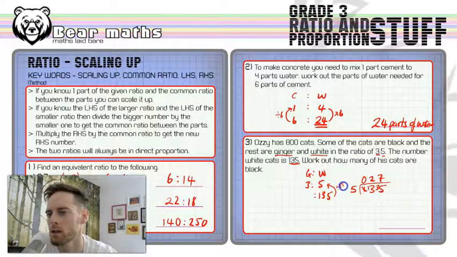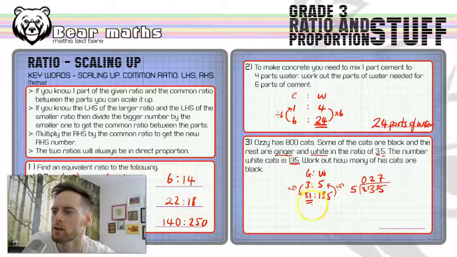We'd have to divide 135 by 27 to get 5. So we're going to multiply 3 by 27 to get 81. There are 81 ginger cats, there are 135 white cats. Well, the good news is the calculation that we can do now, we know there are 800 cats. We can add these two together.